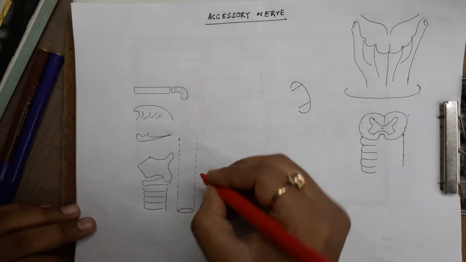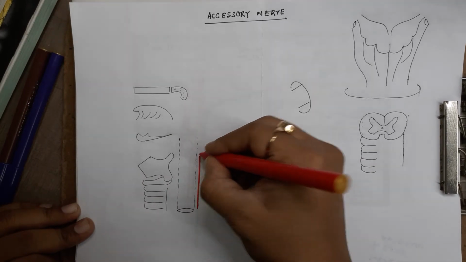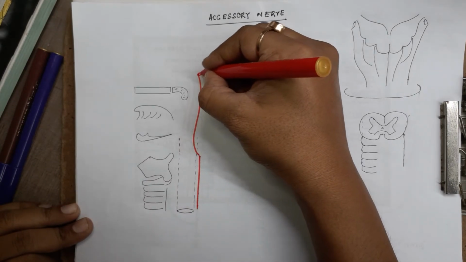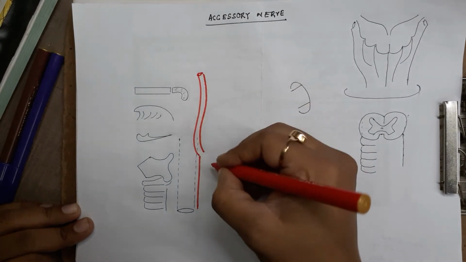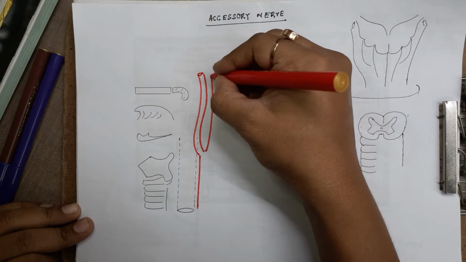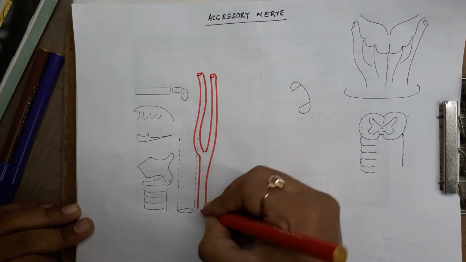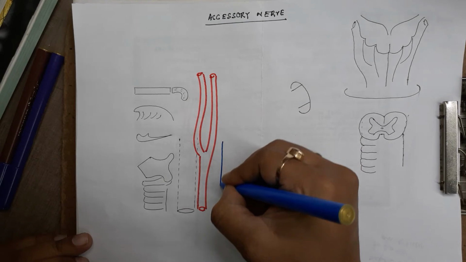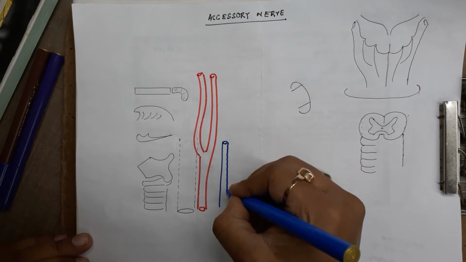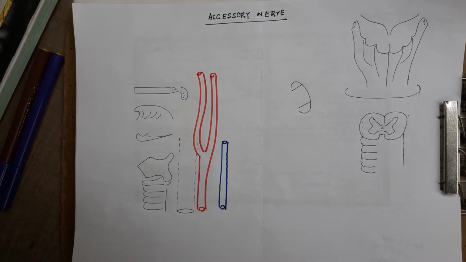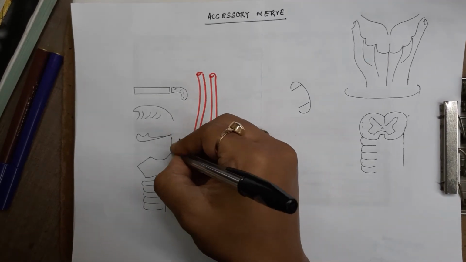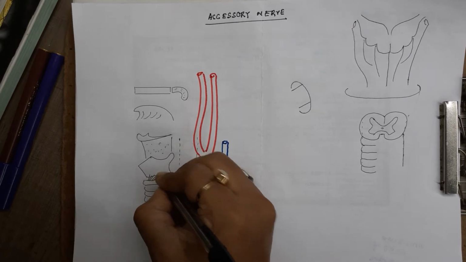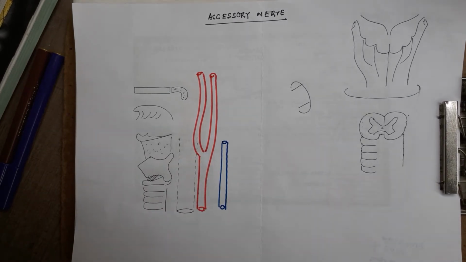Two carotid arteries, if we see, at the upper border level of the thyroid cartilage, divide into external carotid and internal carotid arteries. This is the internal jugular vein. Thyrohyoid membrane, cricothyroid muscle.